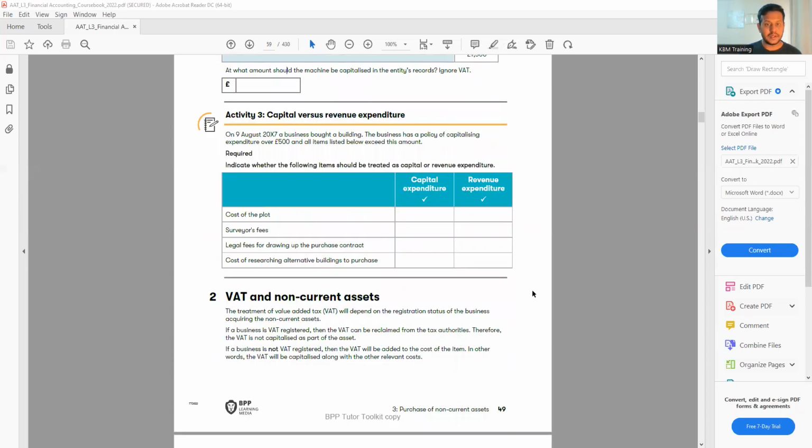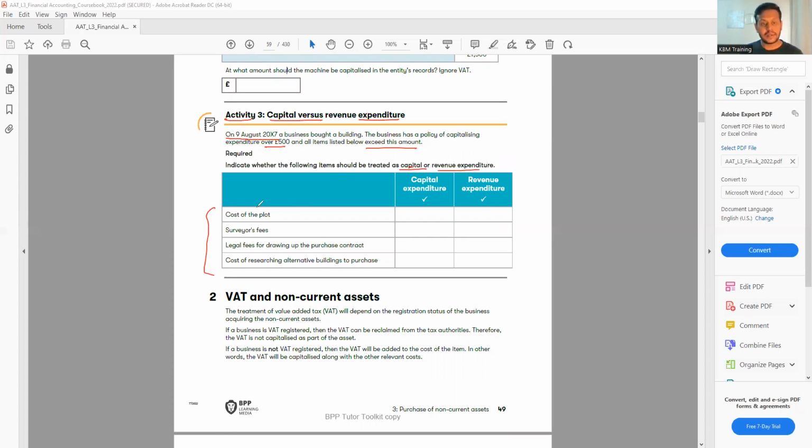The next one we have here is capital versus revenue expenditures. Here we have to identify which one is the capital expenditure and which one is a revenue expenditure. So let's try this question. On 9th August 2017, a business bought a building. The business has a policy of capitalizing expenditure over 500. All items listed below exceed this amount. So every single item here is more than 500. Indicate whether the following items should be treated as capital or revenue expenditure.